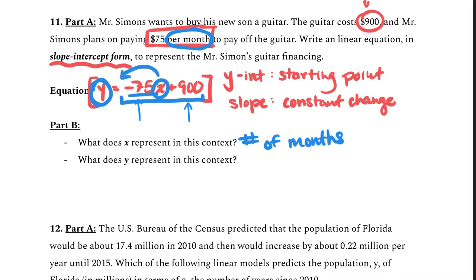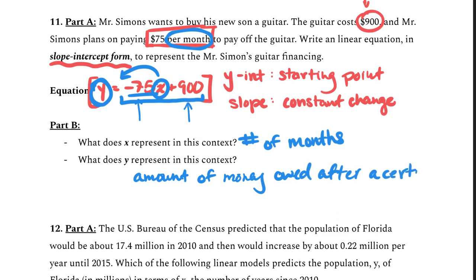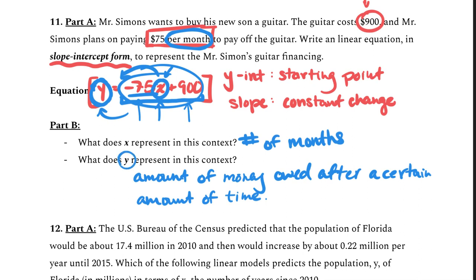So y is the amount of money owed after a certain amount of time, meaning whatever you plug in for x, you'll get a different value for y, and whatever you get for y is going to be the amount of money you owe. So if you put a 2 in for x, that's going to say you've been paying for 2 months. And whatever this equals is going to tell you how much you owe after 2 months, which is what y represents.